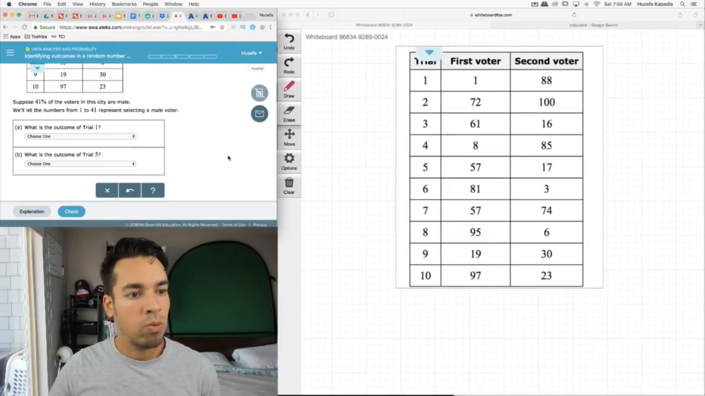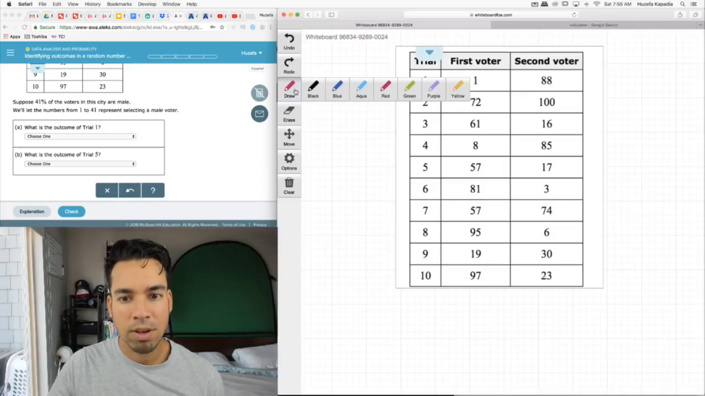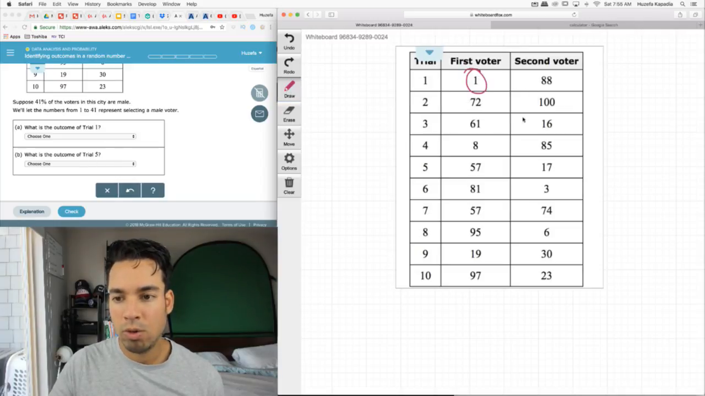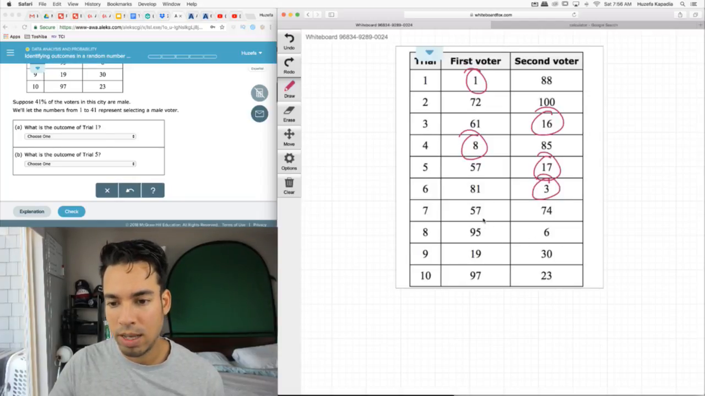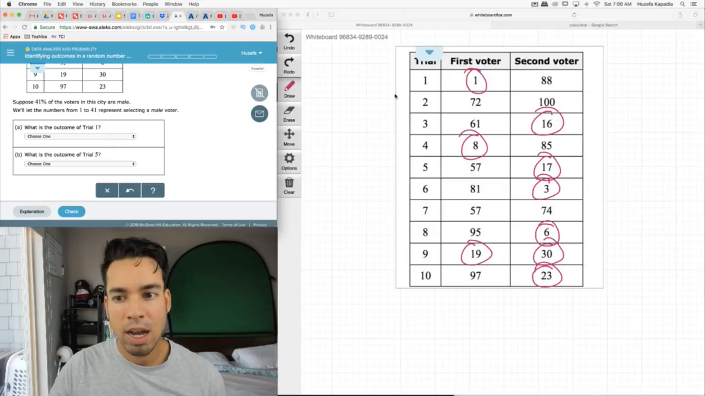Suppose 41% of the voters in the city are male, and we'll represent 1 through 41 as a male voter. So I'm going to identify all the male voters: 1 through 41, male, male, male, right? Everything 41 or less. There we go, 1, 2, 3, 4, 5, 6, 7, 8, 9. So we have 9 males out of 20.